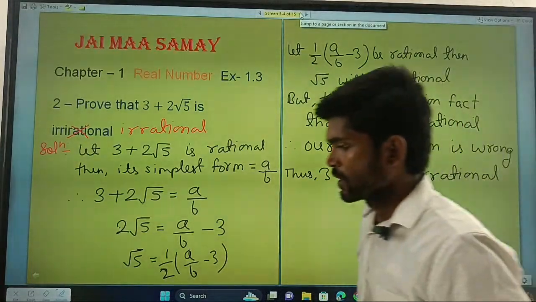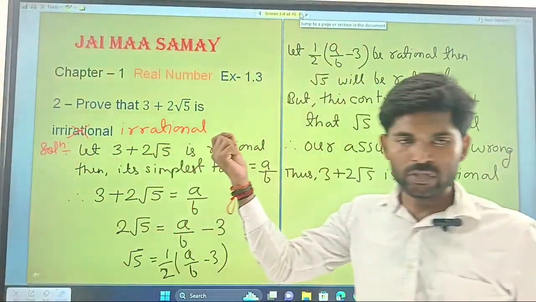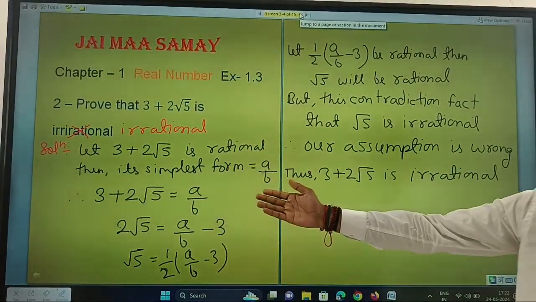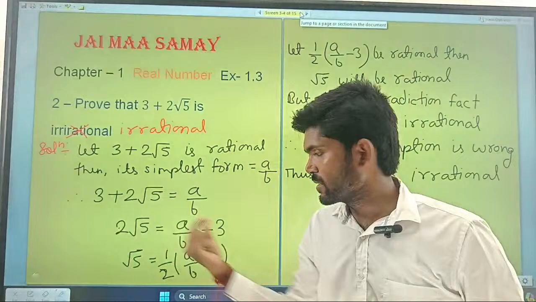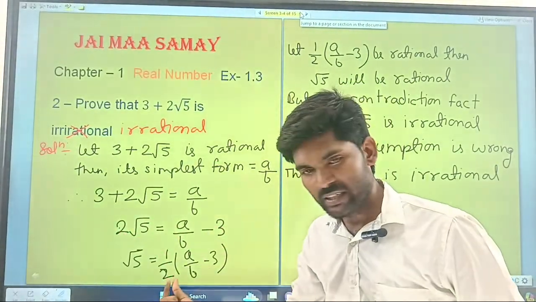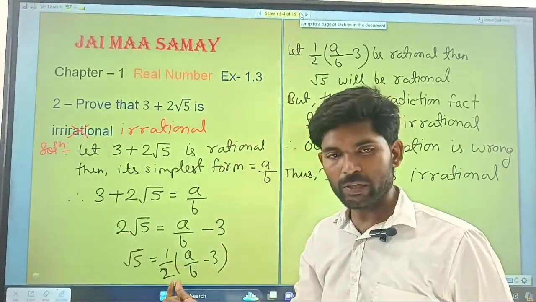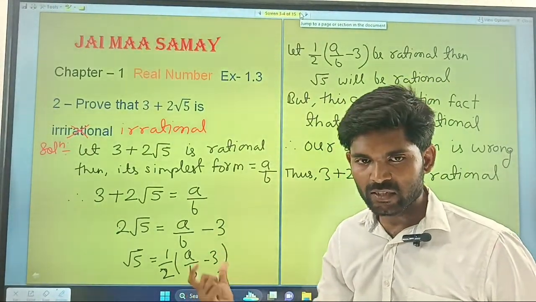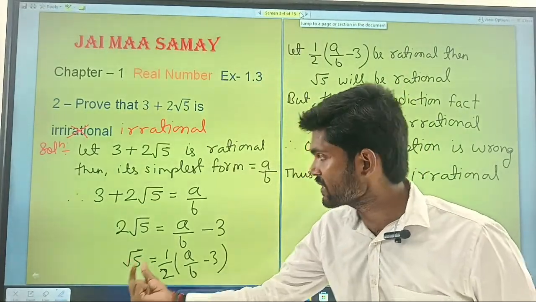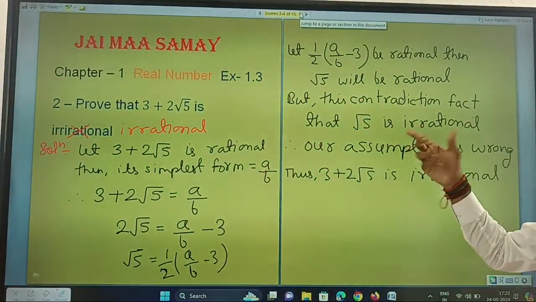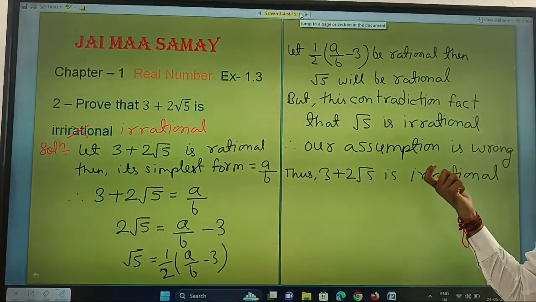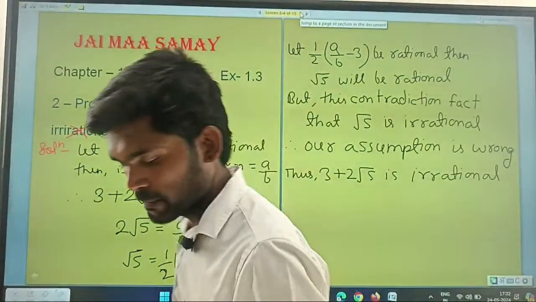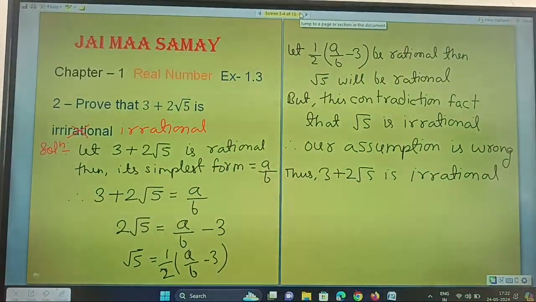Clear? What did you understand? Repeating again: first suppose it is rational, then write the simplest form a upon b. Then write both things, plus then minus, multiply then divide, 2 reciprocal 1 upon 2. Then suppose the right side is rational, then the left side is also rational, but this is not rational, this is irrational. That's why our assumption is wrong. That's why what is correct? Irrational. Clear? Take a pause, note down.